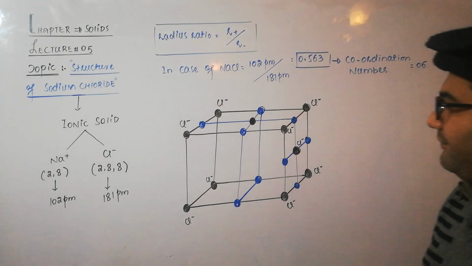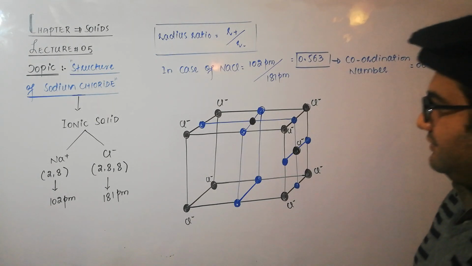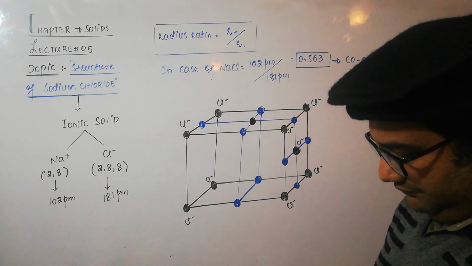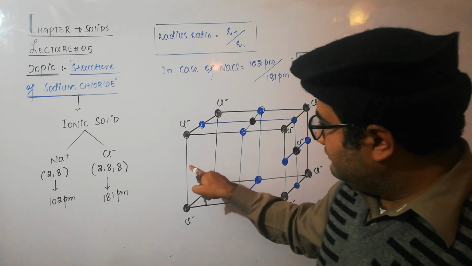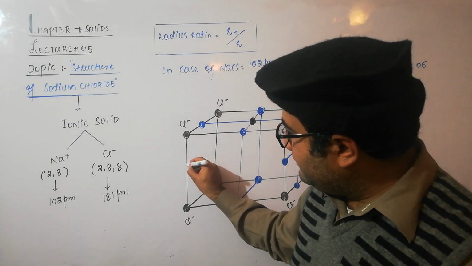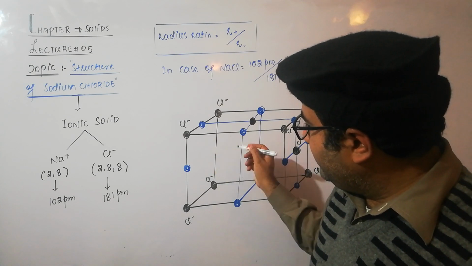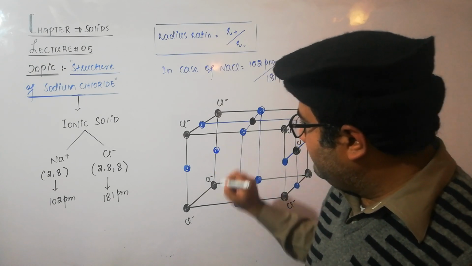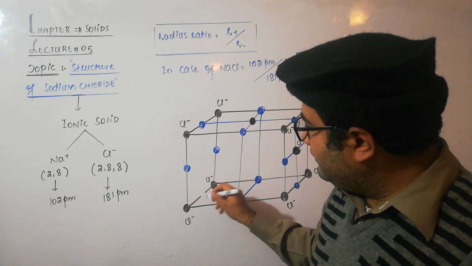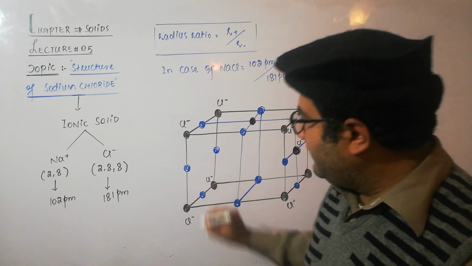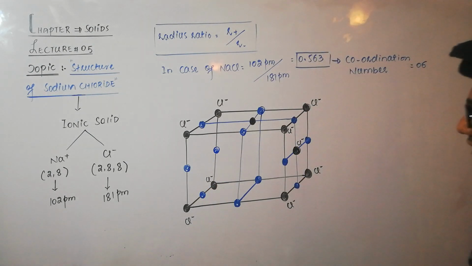Like this. So these 2 chloride ions make a sodium. Between these 2 chloride ions again make a sodium, and between these 2 chloride ions make a sodium ion. Now join them together.